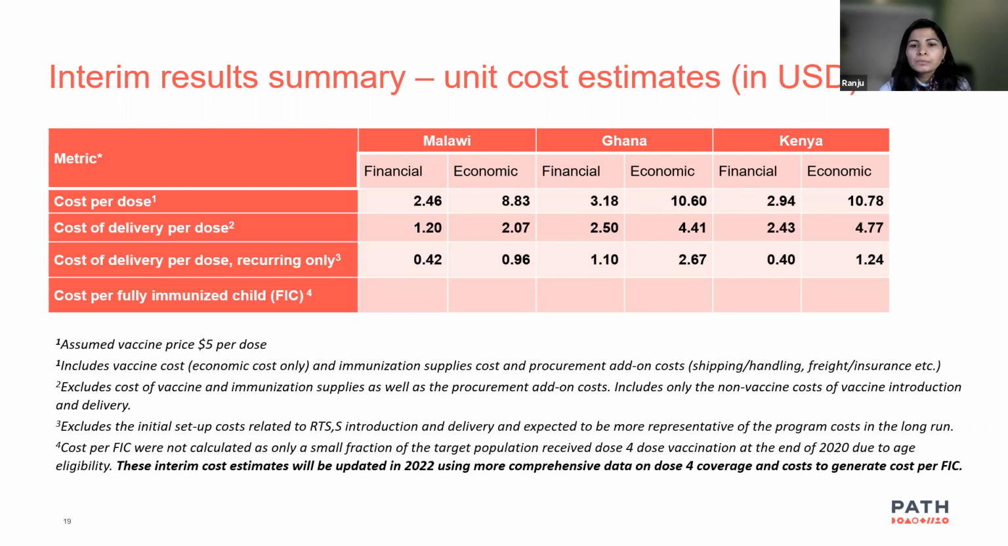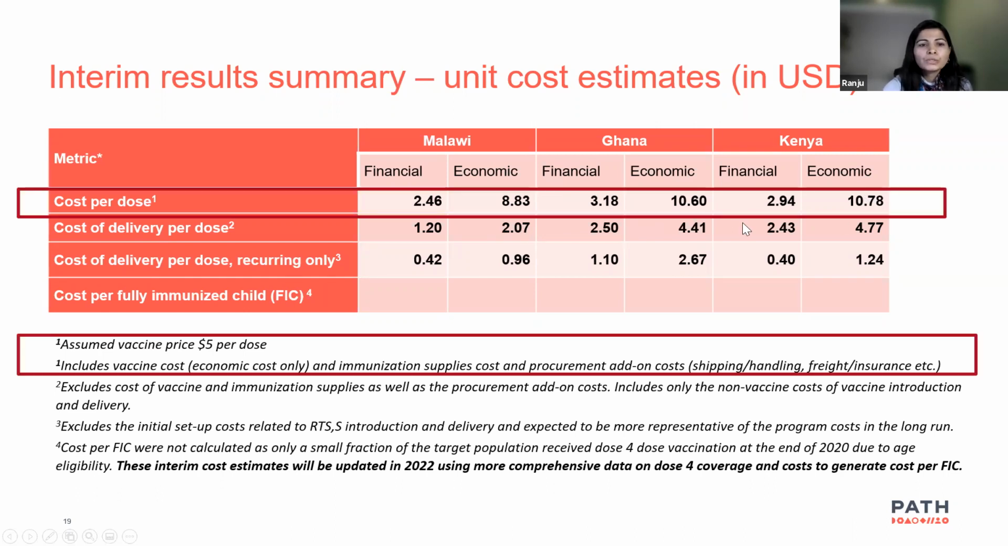From the government's perspective, looking at the cost estimates, the cost per dose of administering the vaccine is the total cost during that period divided by the total number of doses administered. The estimates come to around $2.40, 46 cents, and $3.18 across the 3 countries for the financial cost. And the economic cost ranges from $8.8 to roughly $10.7 across the 3 countries.